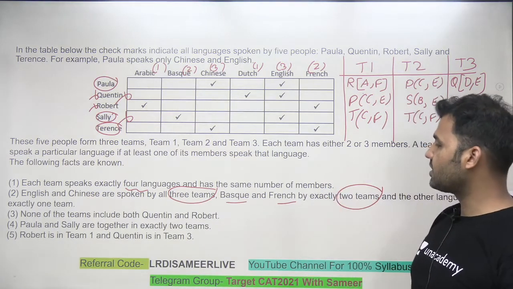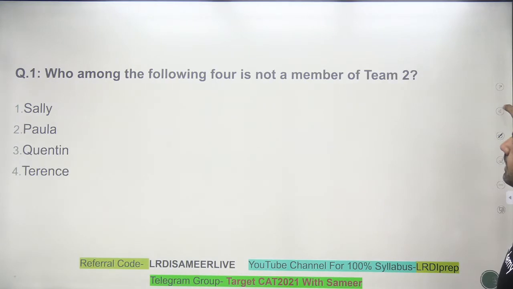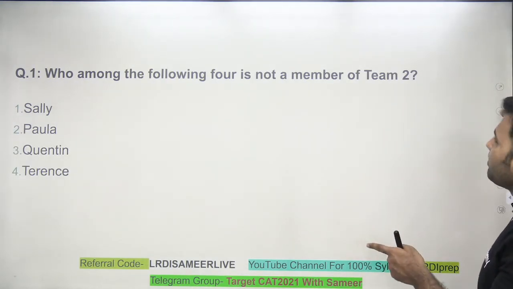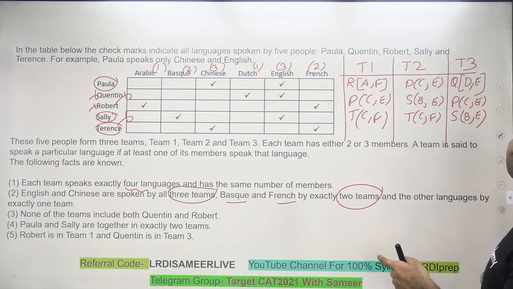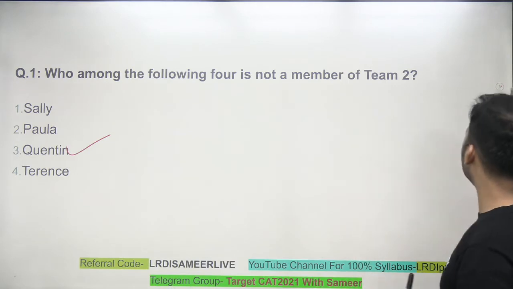The questions are very basic, right? Easy to understand. Now look at the questions. Question number 1 says, who among the following is not a member of team 2? So team 2 we have P, S and T. So Q is not a member of team 2. Third option will be the answer.